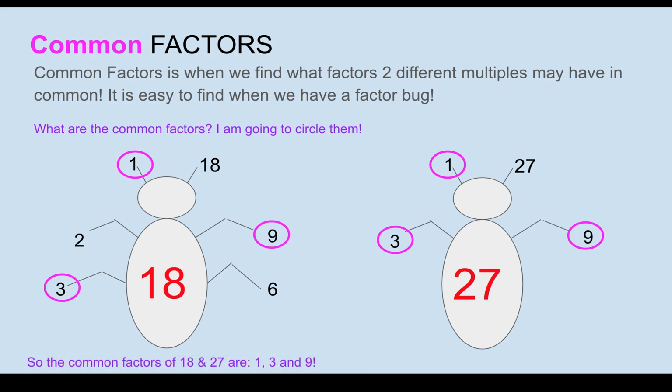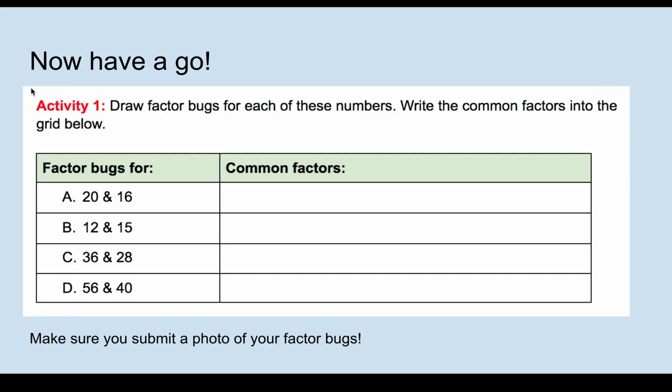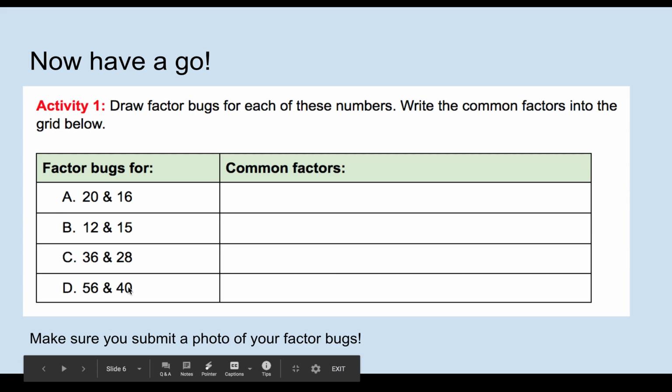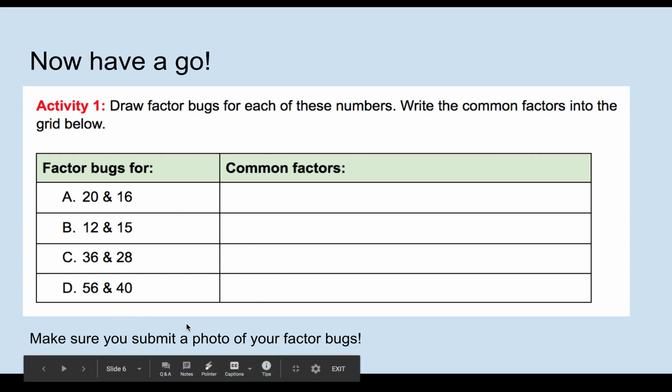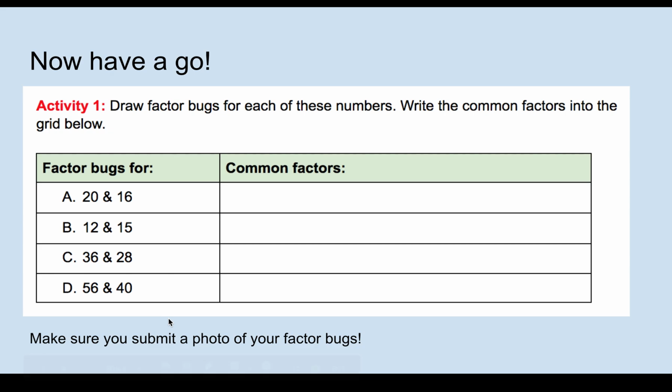Now today you are going to practice finding common factors of some different multiples. The first activity today is that you're going to draw the factor bugs for 20 and 16, a factor bug for 12 and 15, factor bugs for 36 and 28, and factor bugs for 56 and 40. And once you've done that, I would like to see all of your common factors listed into the grid for each of these numbers. Please make sure you submit a photo of your factor bugs so we can see that you've been able to choose the right factor feet for each of these multiples.